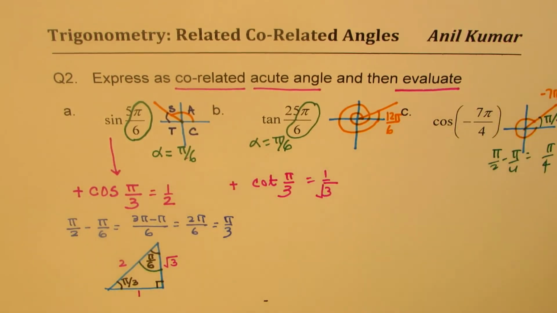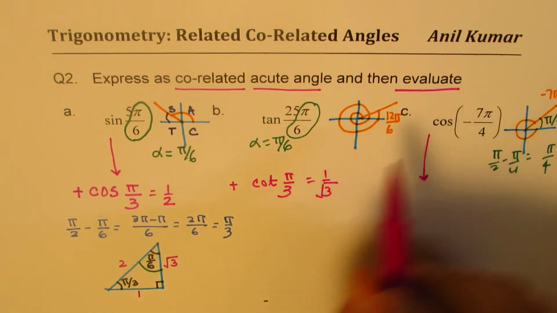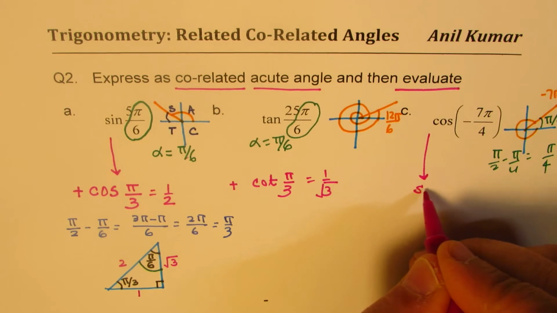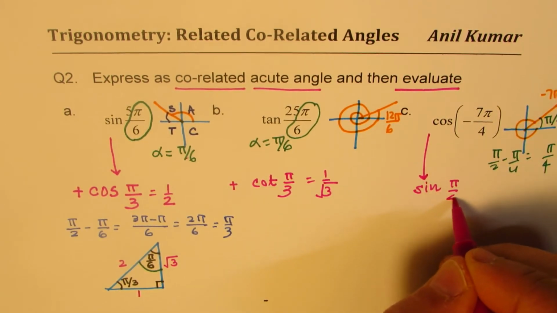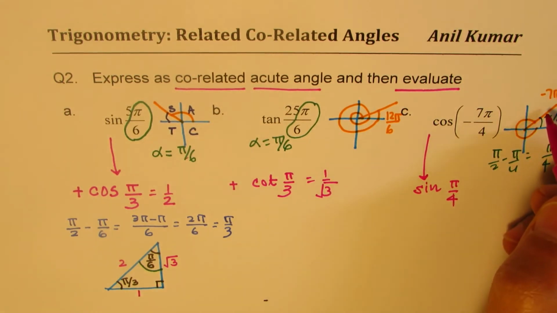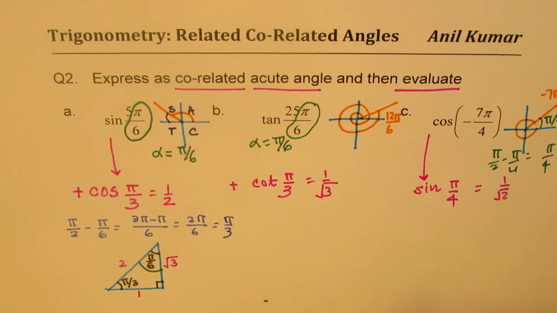So we could write cos as its correlated angle as sine, correct? And the angle is pi by 4. Since you are in quadrant 1, all are positive, so it has to be positive, correct? And the value is 1 over square root 2. Is that clear to you? So that is how we are going to figure it out. So I hope the steps are absolutely clear, correct?